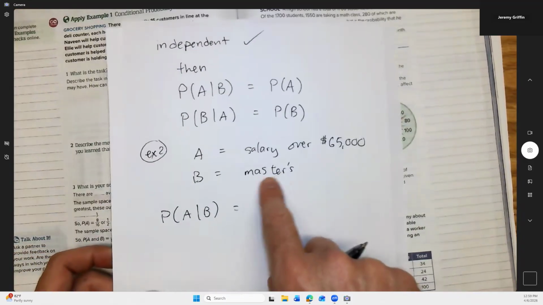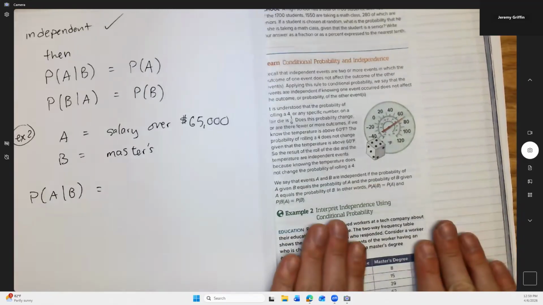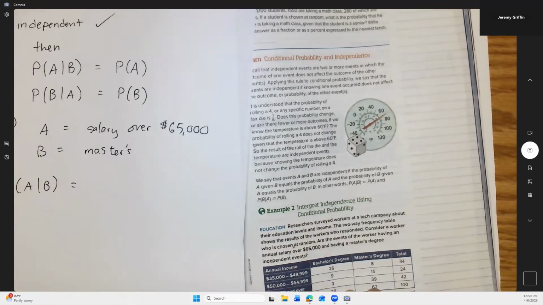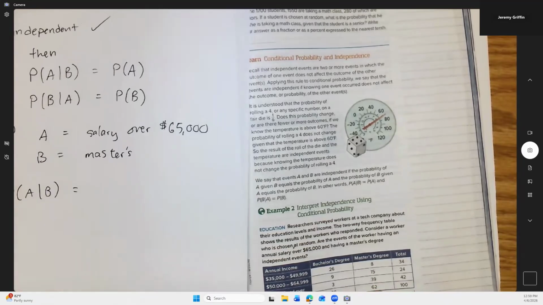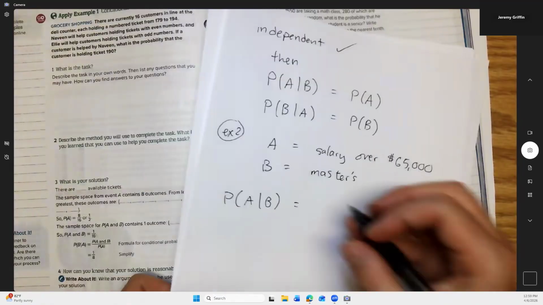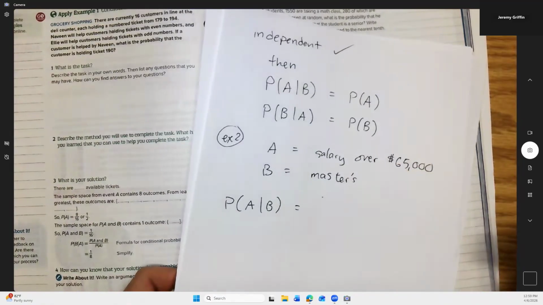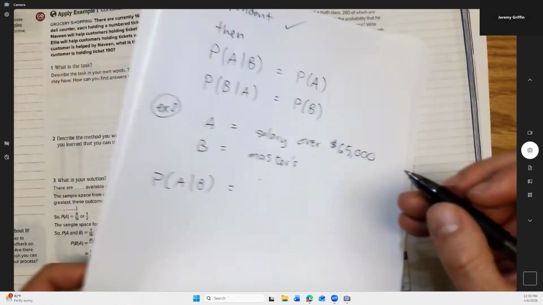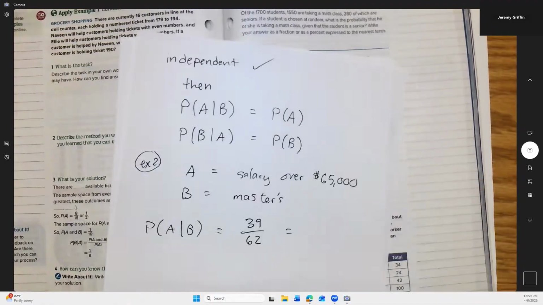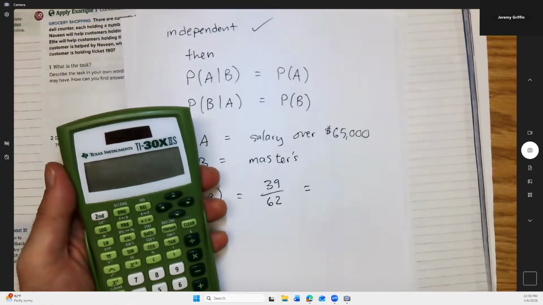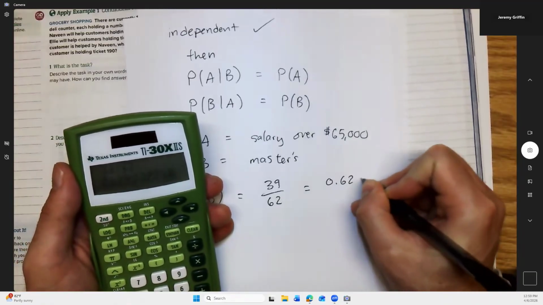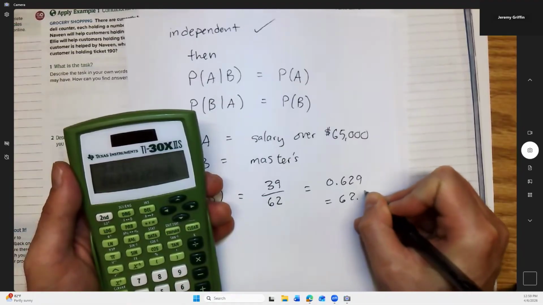If I give you B, now we're only focused on master's degrees, so that's this whole column right here. And $65,000 or more, that's 39 out of 62. There are 62 people with master's degrees, and 39 of them have a very high salary. If I like, I could turn that into a decimal or percentage: 39 out of 62 is 0.629 or 62.9%.